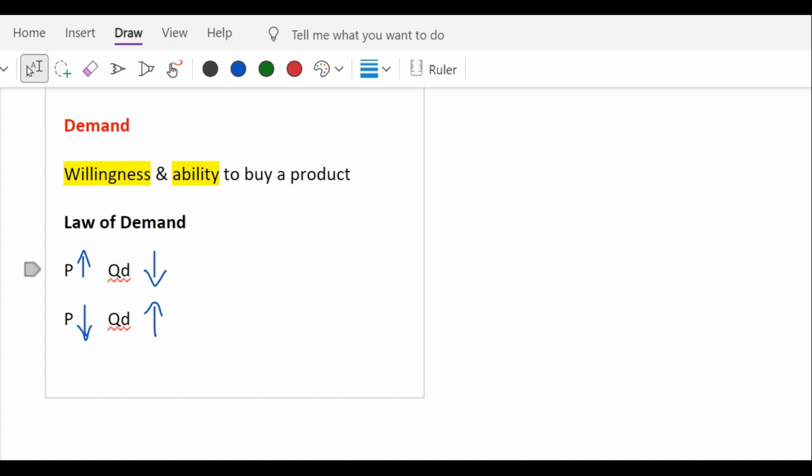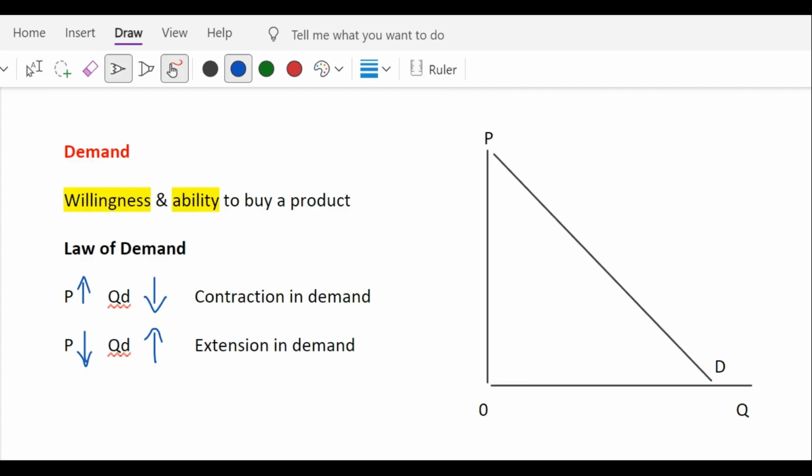The fall in quantity demand caused as a result of an increase in price is what you call contraction in demand. Then what's extension? Extension is the increase in quantity demanded as a result of a decrease in price. Extension in demand.